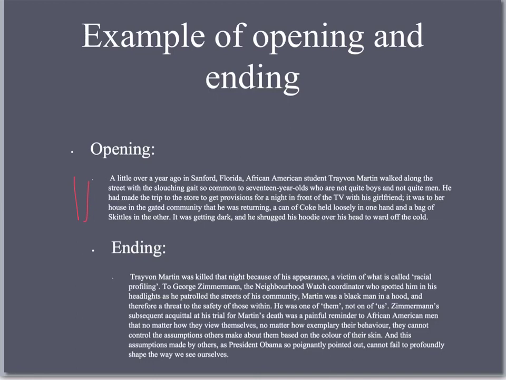Zimmerman's subsequent acquittal at his trial for Martin's death was a painful reminder to African-American men that no matter how they view themselves, no matter how exemplary their behaviour, they cannot control the assumptions others make about them based on the colour of their skin. And these assumptions made by others, as President Obama so poignantly pointed out, cannot fail to profoundly shape the way we see ourselves. So apart from the grammatical errors in there, you can see how I've drawn out of that the idea that I concluded with.